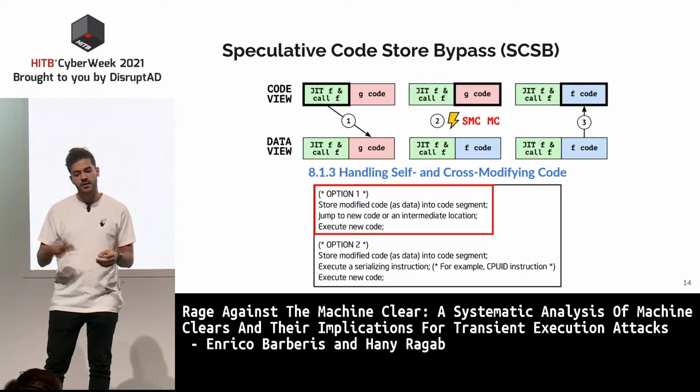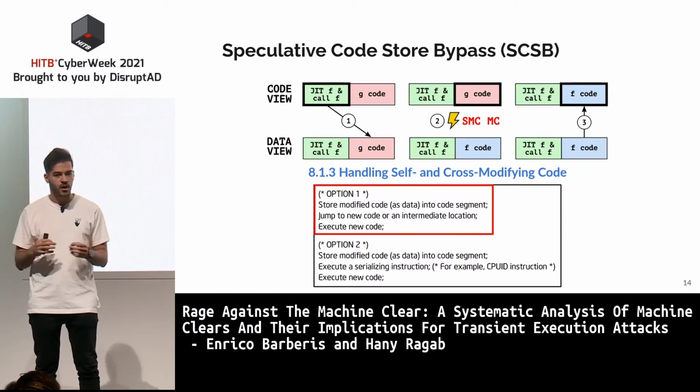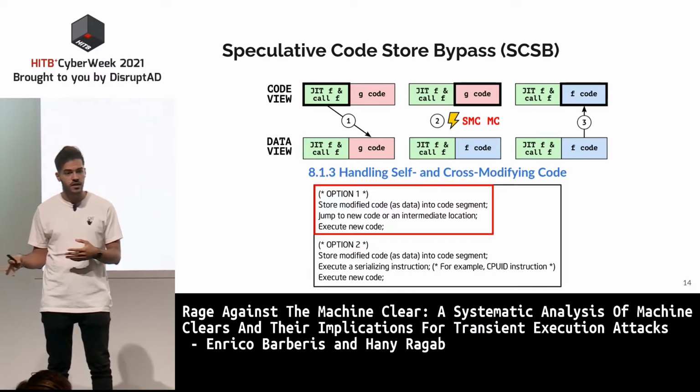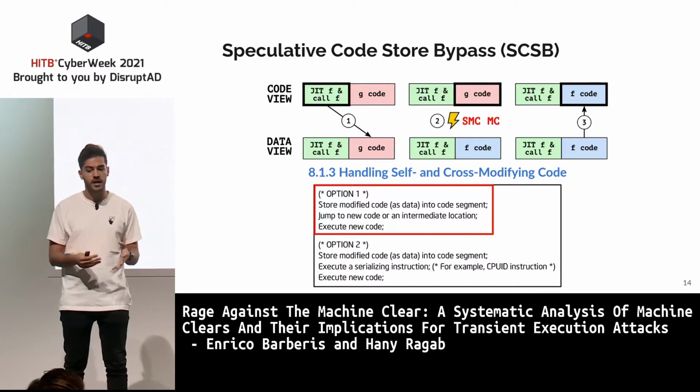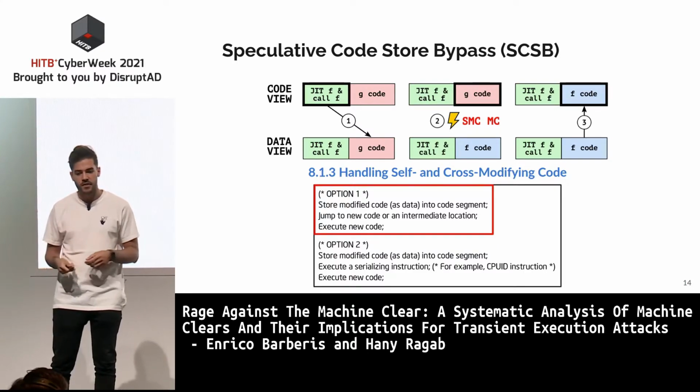Because, again, option one is relying on the fact that code and data are coherent all the time. This is true on the architectural side, but on the microarchitectural side, this can be violated. This coherency can be broken in the case of a self-modifying code.